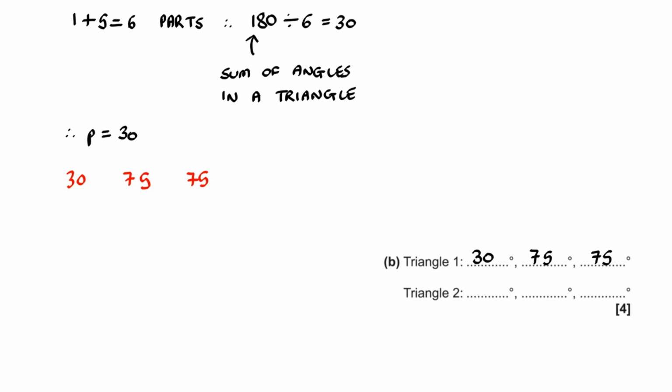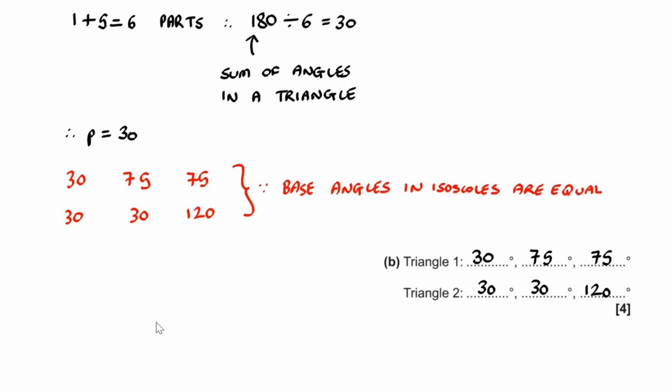Or we can have 30 repeated twice, and in which case the other angle will be 180 take 60, which is 120. So we could have 30, 30, 120. So these are our two possible pairs, and the reason for this is the base angles on an isosceles triangle are of course equal.